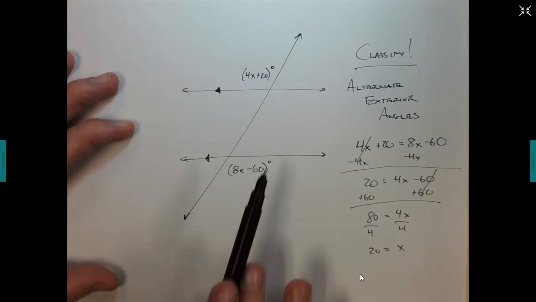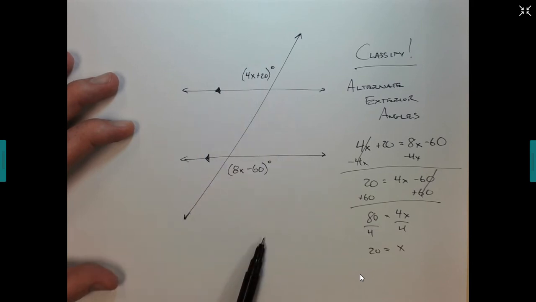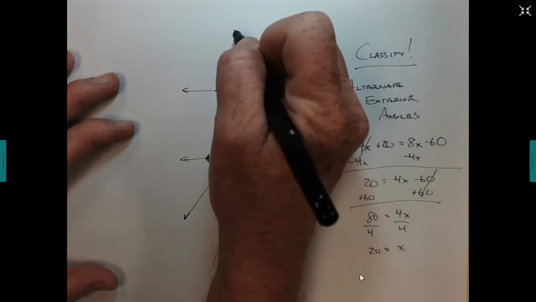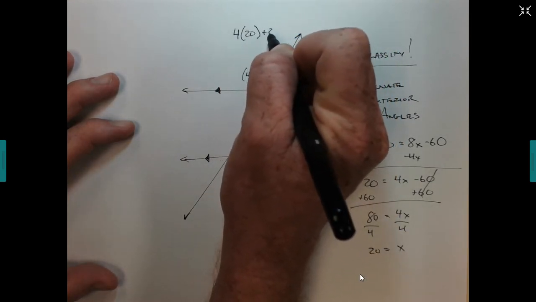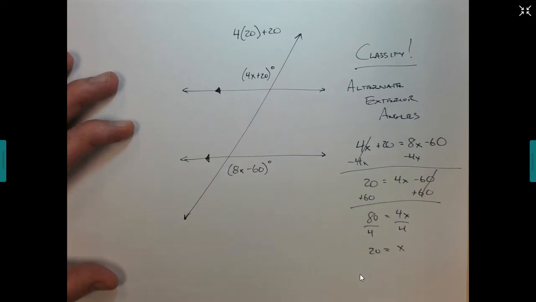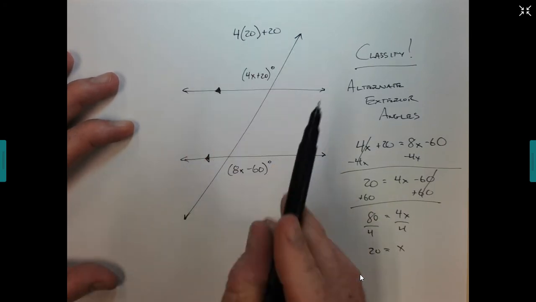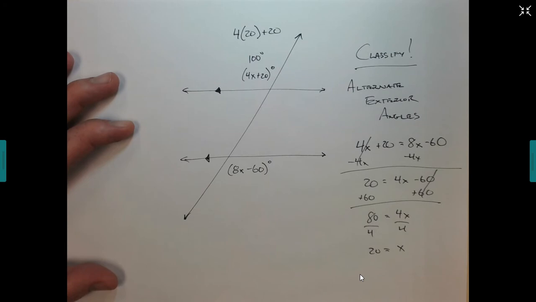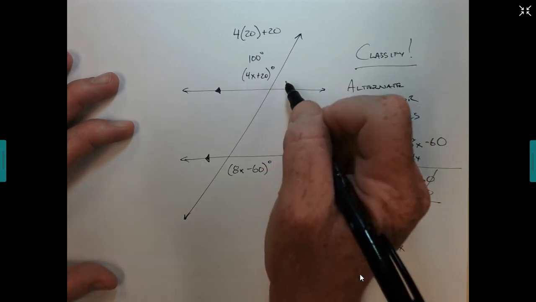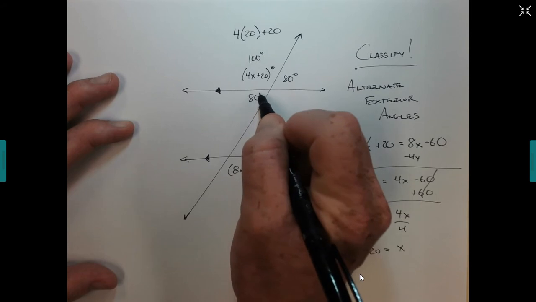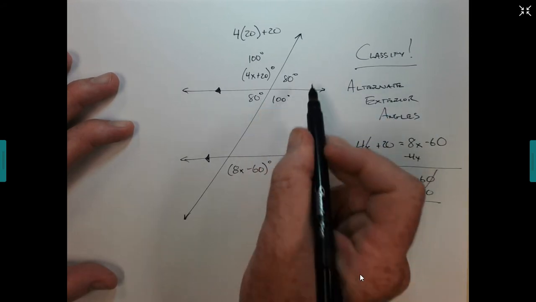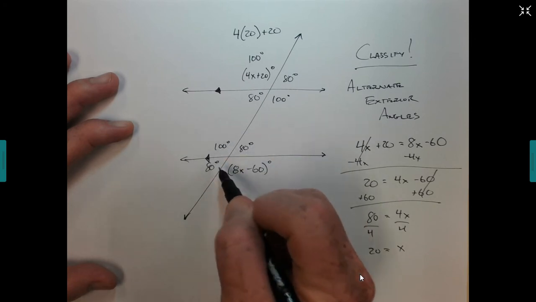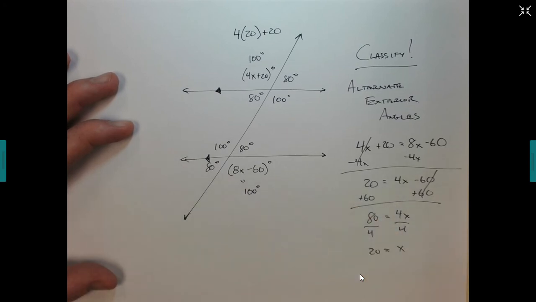Please make sure you understand that none of the angles up here measured 20. This is the value of x. If I want to find the measure of this angle, I would take x out and put in 20. So instead of 4 times x plus 20, I'm going to do 4 times 20 plus 20. This is 80 degrees plus 20. Turns out that this is 100 degrees, which means I can find every angle up here very quickly once I know the measure of one of them. I have those 4, pick them up, put them down here, and I know the measure of all 8 angles.